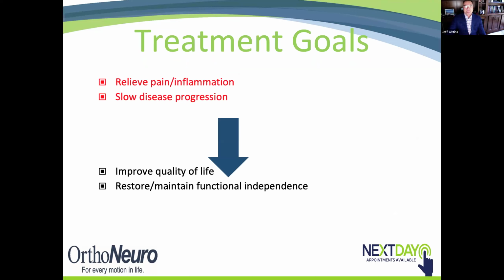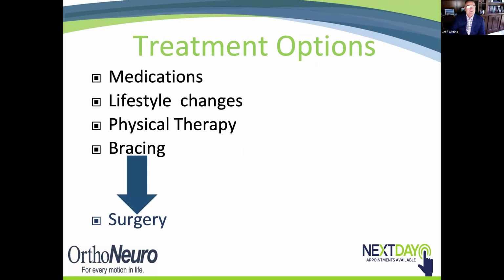Our treatment goals when it comes to arthritis are trying to relieve pain and inflammation and slow down the progression of the disease. We look to improve the quality of life. We also look to restore and maintain functional independence. There are several options when it comes to conservative care of treating ankle arthritis. That includes different types of medications, lifestyle changes, physical therapy, bracing, and then sometimes it leads to surgery in advanced cases.